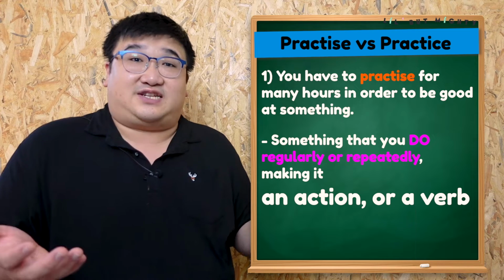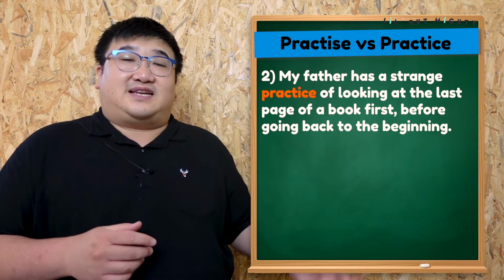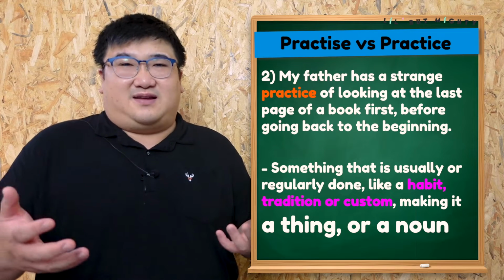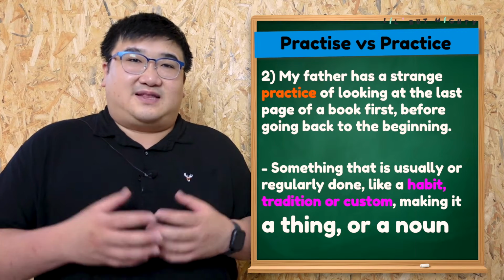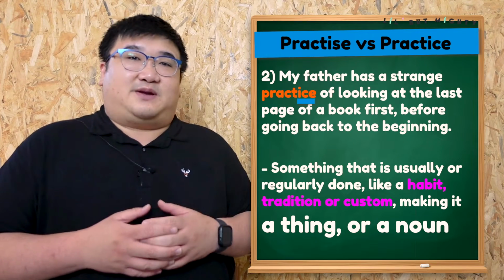This makes it an action or a verb. Notice that it's spelled with an S. In the second example, it is something that's usually or regularly done, like a habit, a tradition, or a custom. That makes it a thing or a noun. This time, you can see it's spelled with a C.